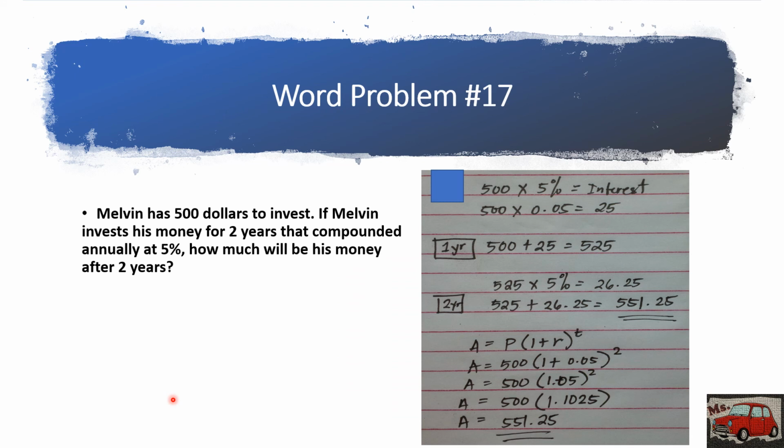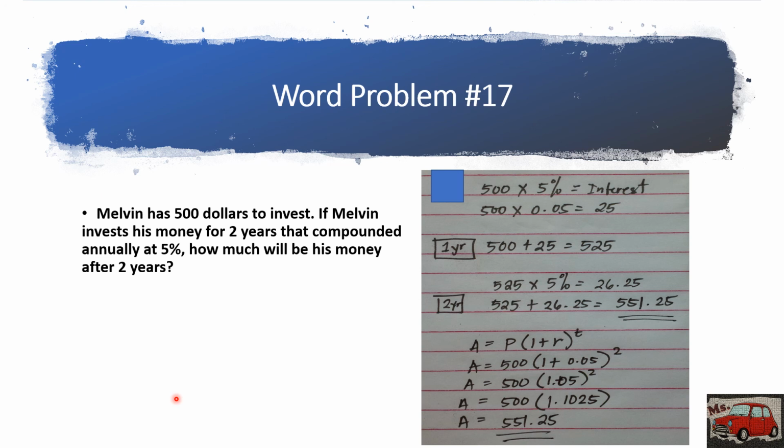Melvin has $500 to invest. If Melvin invests his money for 2 years, that compounded annually at 5%, how much will be his money after 2 years? Okay, so, aalamin natin magkano yung magiging pera ni Melvin after 2 years kung nilagay niya sa investment yung $500 niya, which is compounded annually at 5% at iniwan niya doon in 2 years.